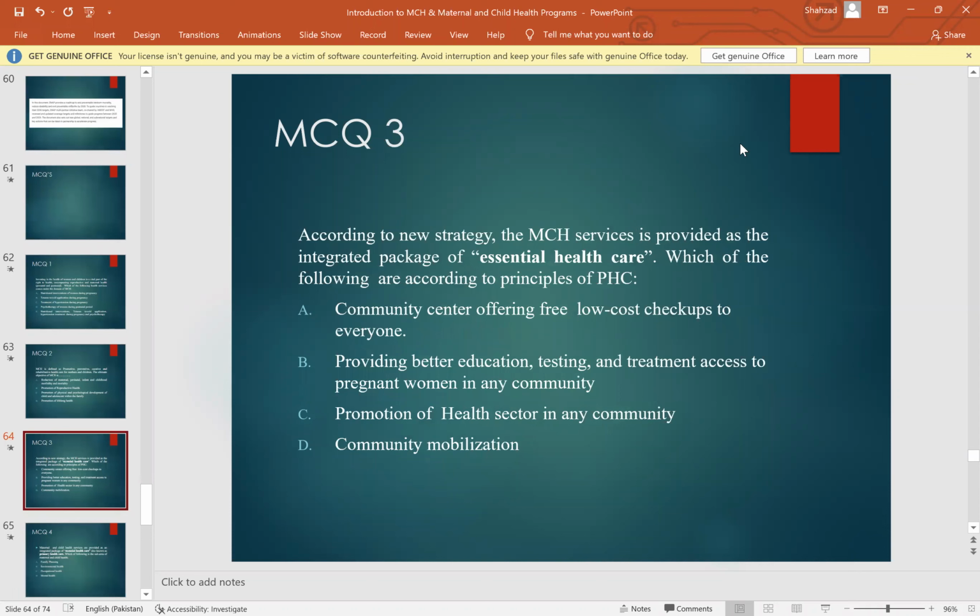According to new strategy, the MCH services is provided as an integrated package of essential healthcare. Which of the following are according to principles of primary healthcare? Community center offering free cost low checkups to everyone, providing better education, testing, and treatment access to pregnant women in any community, promotion of health sector in any community, and community mobilization.